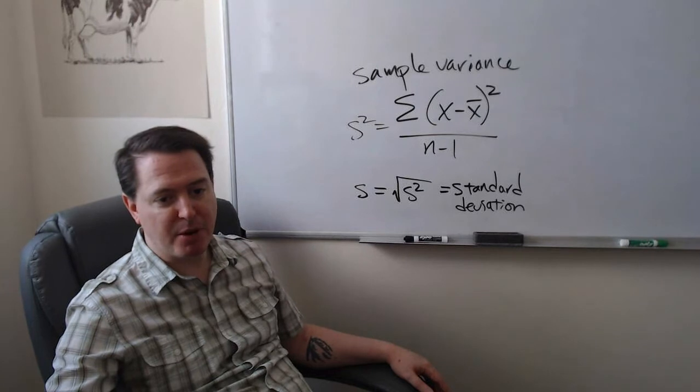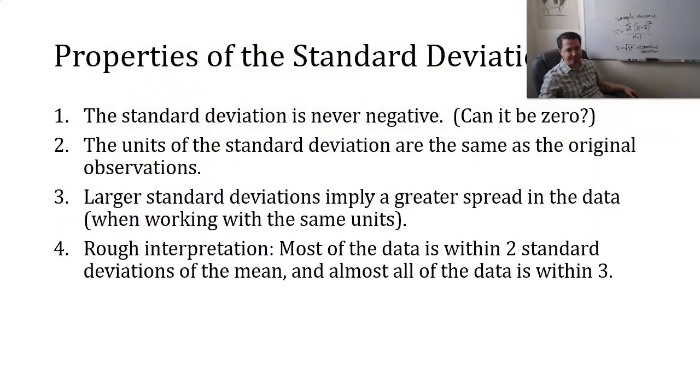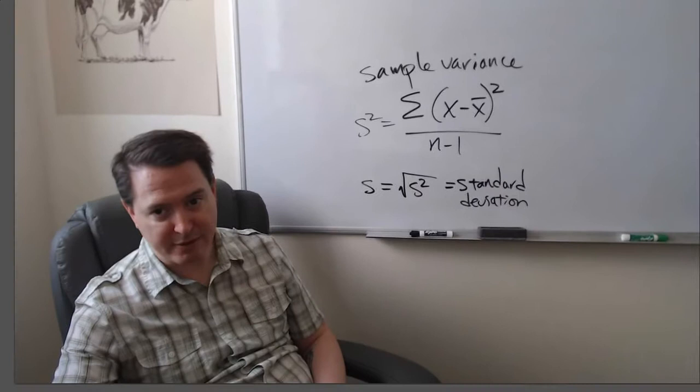So let me talk about these properties of standard deviation real quick. Okay, it's never negative. Could be 0. We're in the same units as our original data, which is why we're going to prefer the standard deviation over the variance. Larger standard deviations imply a greater spread, and then just a rough interpretation: most of the data is within 2 standard deviations of the mean. Almost all of the data is within 3 standard deviations of the mean.